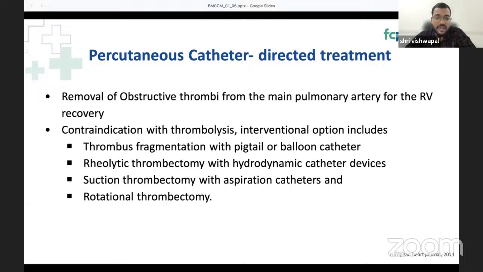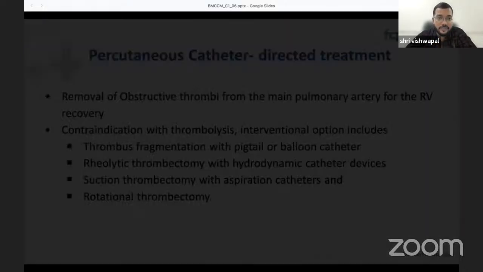Thrombus fragmentation with a pigtail or balloon catheter can be done. Rheolytic thrombectomy with a hydrodynamic catheter device, suction thrombectomy with aspiration catheters, and rotational thrombectomy are the different kinds of interventional options being established for this percutaneous treatment.